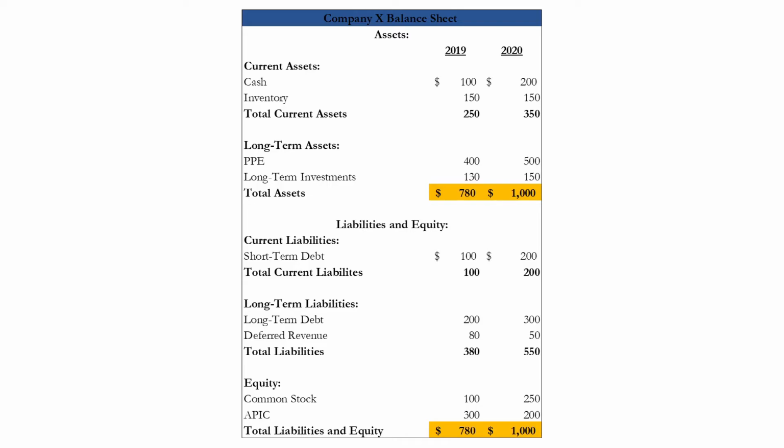Current is always just going to mean less than 1 year, and that'll make sense as we move throughout these videos. But we're going to have our current assets, and then we're going to lead into our long-term assets.